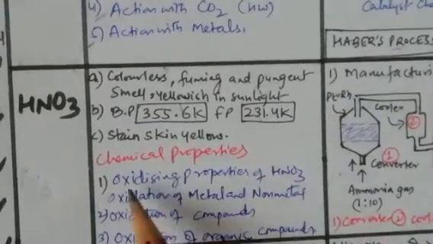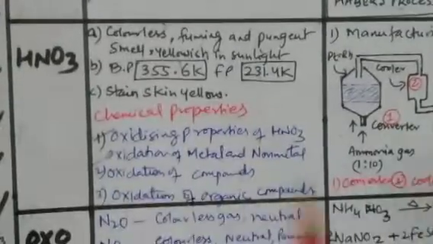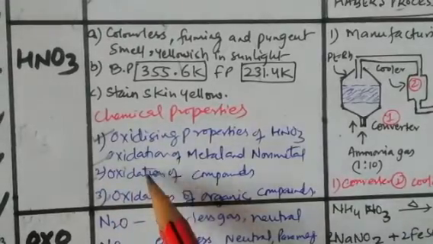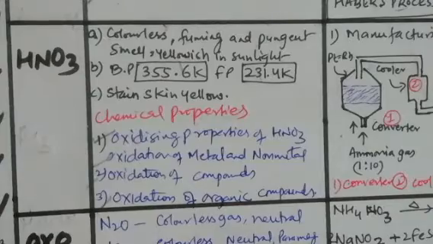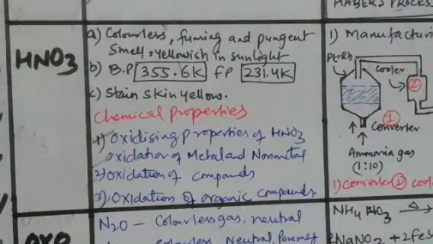Similarly, for the chemical properties, again the oxidizing properties of HNO3: oxidation of metal and non-metal, oxidation of compound, oxidation of organic compound. This is also your homework. Whatever chemical properties are there, you need to complete from your book. Okay, if you are not finding them, you can ask me, I will send you the photograph.